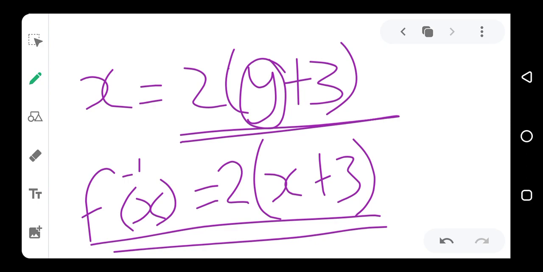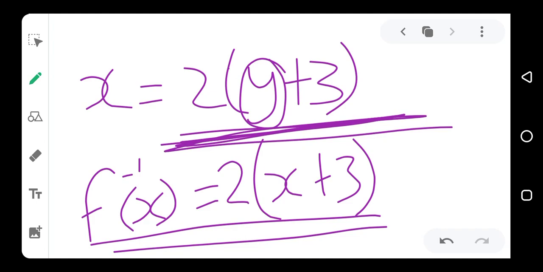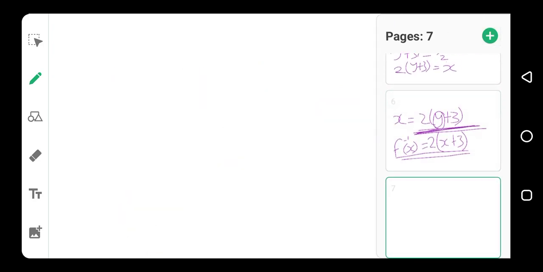F inverse of x is equal to 2 bracket x plus 3. When we get to this point, we replace the position of y with x, because that is our mission, to change the position of y to become x. So we place x where we have y, and now we have our answer. So this is really simple.